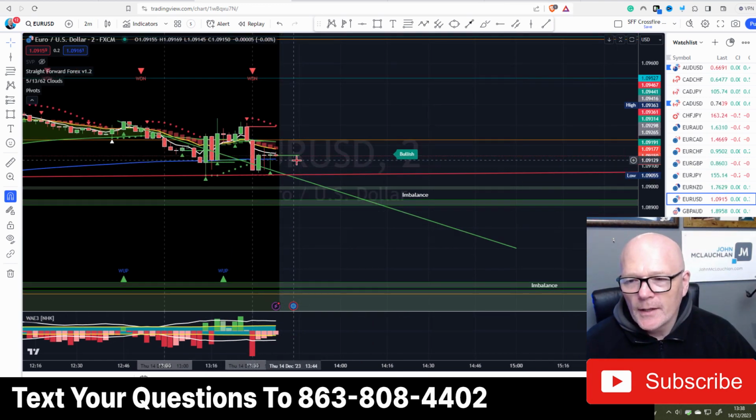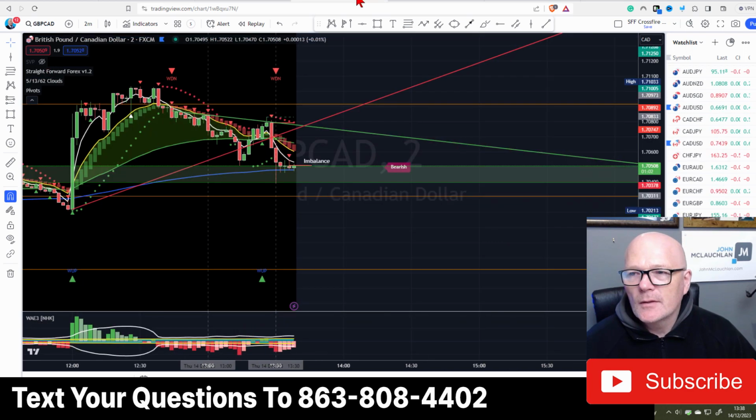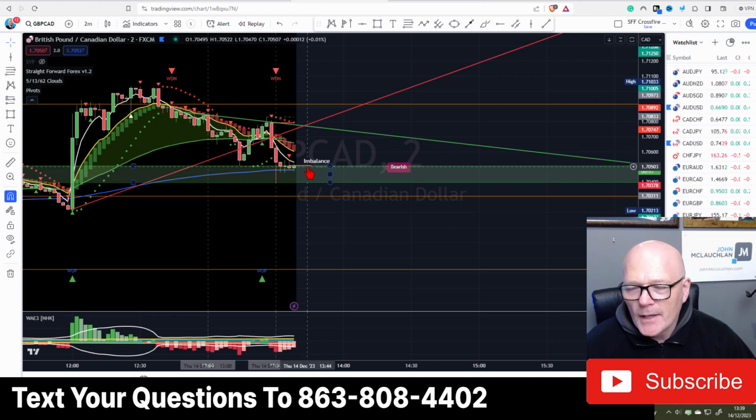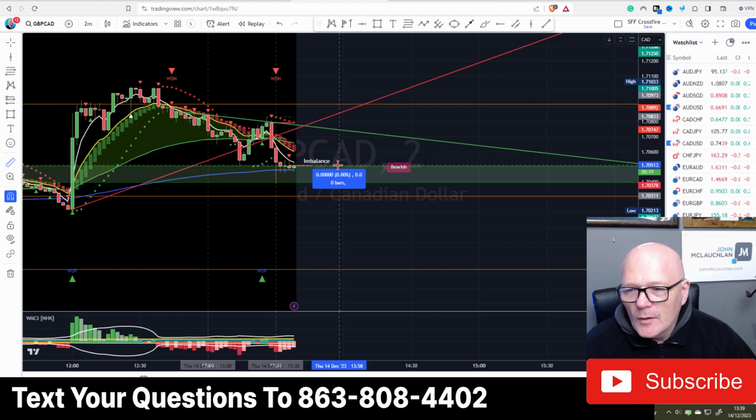Probably just consolidating, ready for news. GBP CAD, similar situation. We're into the imbalance. So this imbalance is forming obviously a resistance area, and also so is the 200 moving average. So what have you got past that? Well, past that you've got the pivot and also the imbalance. So from here to the pivot we've got 20 pips.